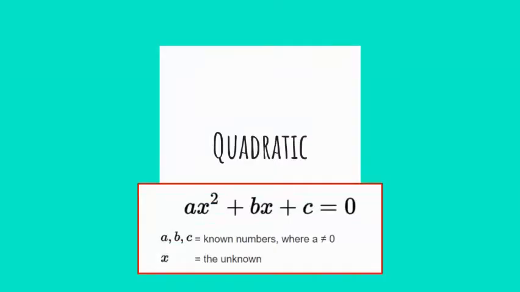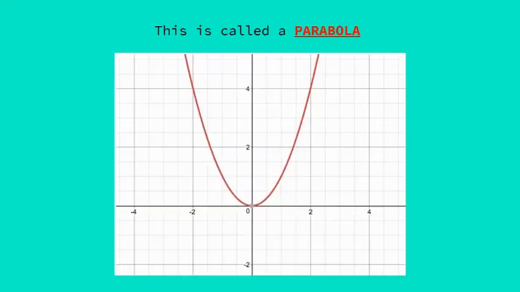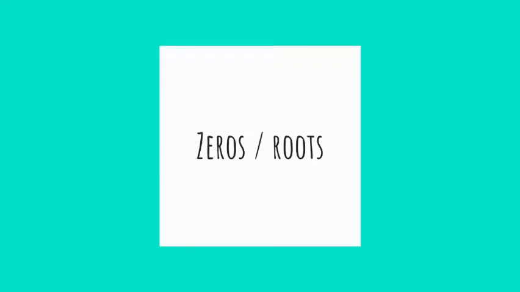So first of all, the standard notation for quadratics is ax squared plus bx plus c is equal to 0. a, b, and c are all real numbers, and x is the unknown number you're trying to solve for. So here we have a parabola and it's facing upwards, but guess what? It could also be facing downwards depending on the sign.